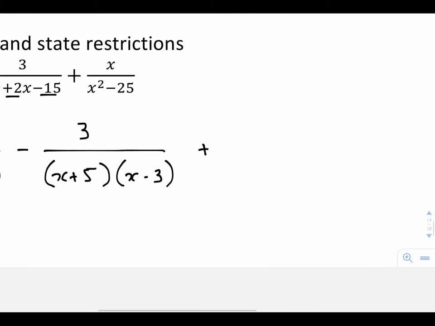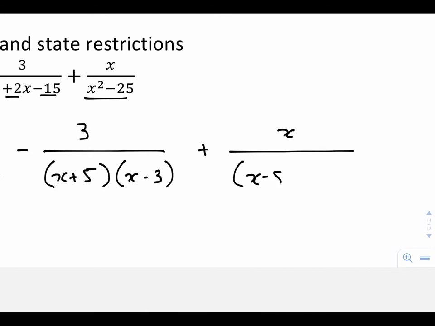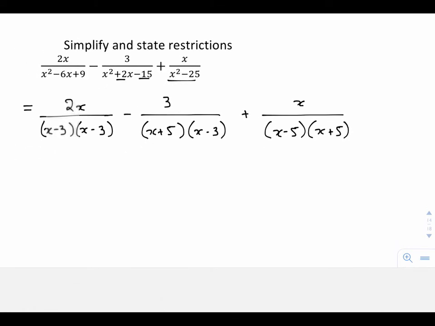Finally, our last fraction, same numerator, and the denominator in this case looks like a difference of squares. So I know it's going to be x minus 5 and x plus 5. So now we're at the point where we have to find a common denominator. And we have 3 denominators we need to deal with.